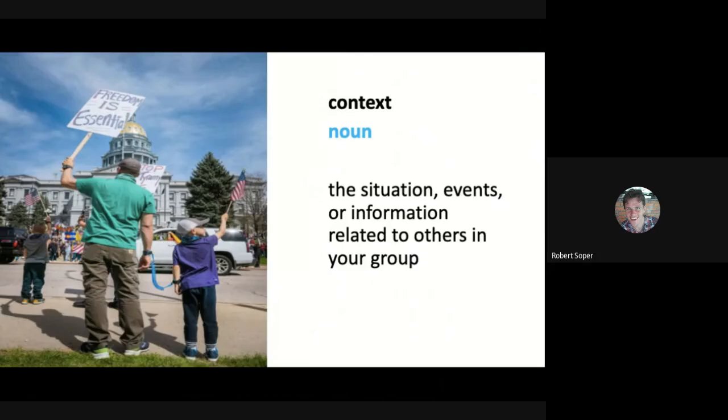Here we've got the word context. Context is a noun. It means the situation, events, or information related to others in your group. That definition is useful, but it doesn't really help us understand the word. So let me put it in a sentence and then try and explain it from there. Okay, here's a sentence. Before judging somebody's actions, it's important to understand the whole context.